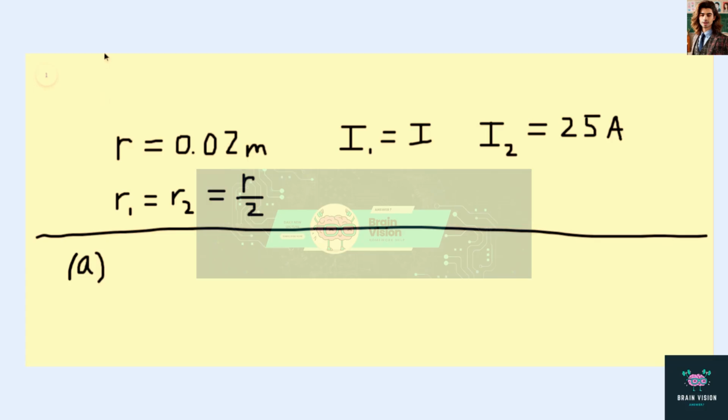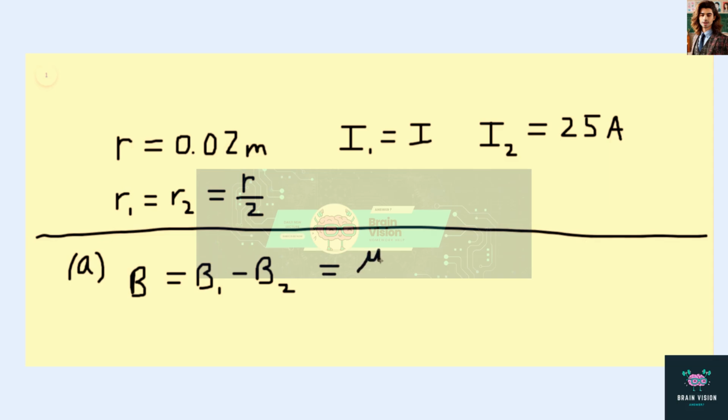I1, we're told, is just equal to the current I, and I2 carries the current 25 amperes. So for part A, we're going to assume they're going in the same direction, and for B, we're going to assume they're going in the opposite direction. For part A, the total magnetic field, B, is going to be equal to the magnetic field of the first wire, B1, minus the magnetic field of the second wire, B2. The reason it's minus is because we're considering them to be going in the same direction in this situation. So if they're going in the same direction, they should be subtracted from one another.